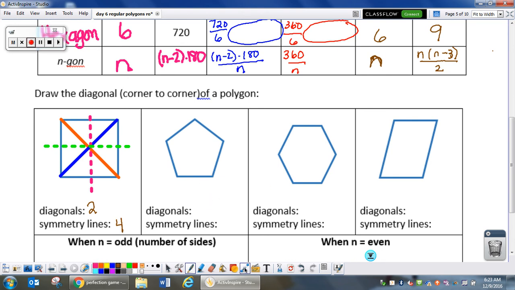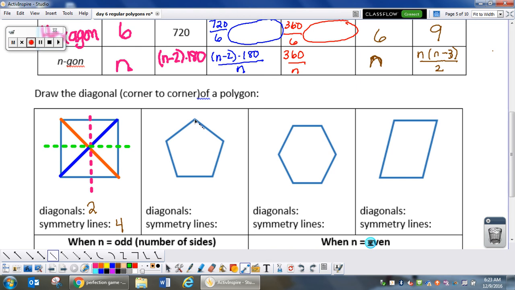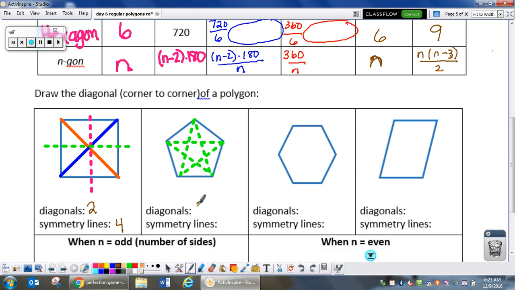In the pentagon, you have 5 diagonals. So from corner to corner, there's 1, 2, 3, 4, 5. Looks like a star. So again, you have 5 diagonals, 5 symmetry lines.